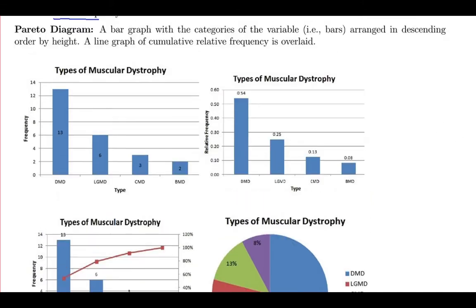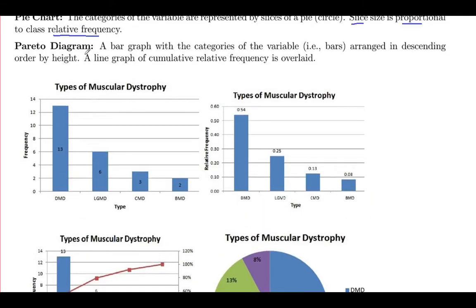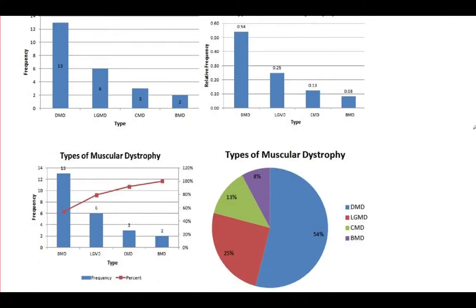And then another possibility here is a Pareto diagram. This is a bar graph where your categories are arranged in descending order. So your categories are in descending order, and then it has a line graph for cumulative relative frequency that's overlaid. So here's what a Pareto diagram looks like.